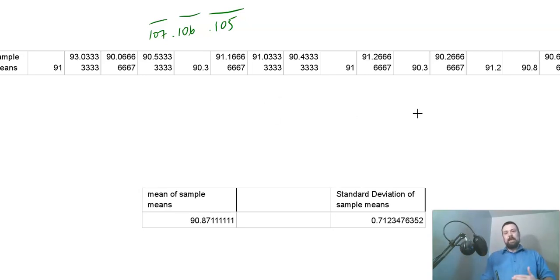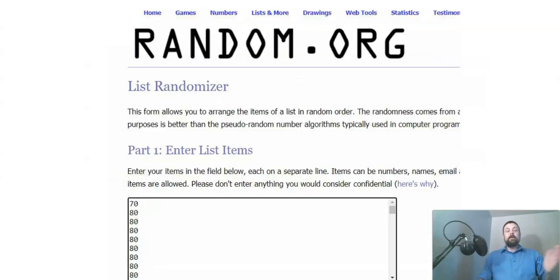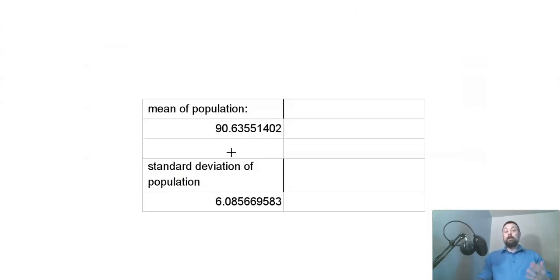So I just did 15 as a test case, and I took the average of these 15 sample means, and I got 90.87, which is pretty close to the mean of the original population. So that seems to confirm that the central limit theorem does a pretty good job of what it purports to do.